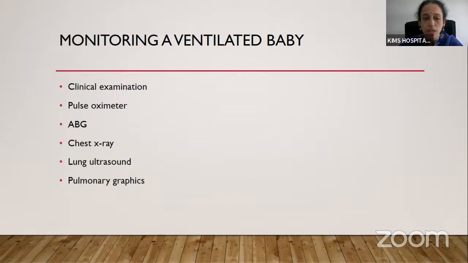the pulse oximeter. Then we cannot do ABG every time. We'll do it twice or thrice in a day if the baby is very sick. So in the arterial blood gas, what all will we see? We will see the pH, PCO2, PO2, as well as the bicarbonate, base excess and lactate levels. It also gives some information about the hemoglobin of the baby and electrolyte levels.